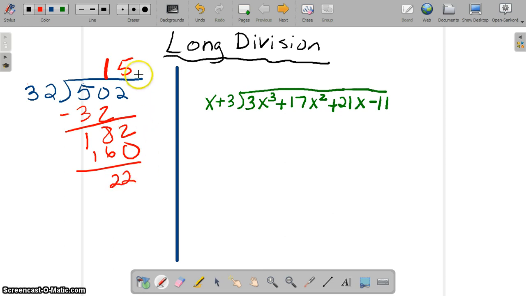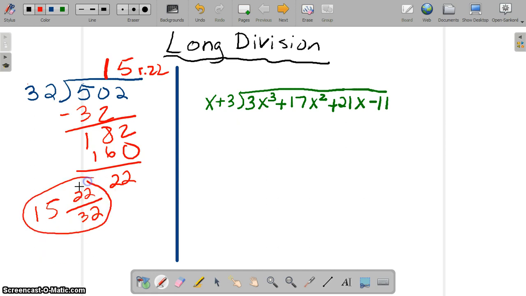So back in like 4th grade, when you learned this, you did remainder 22, and it looks something like this. And then you got a little older, and you said, okay, what that means is you take the remainder, and you put it over the 32, and then you reduce, okay? So this is what we're going to be doing with the polynomials. Here's a polynomial, and we are going to start this long division.